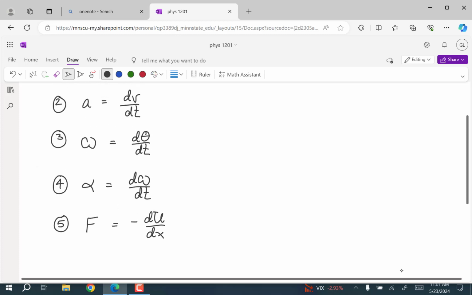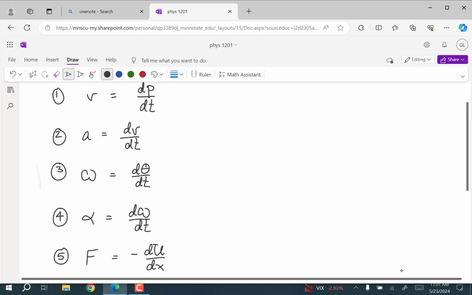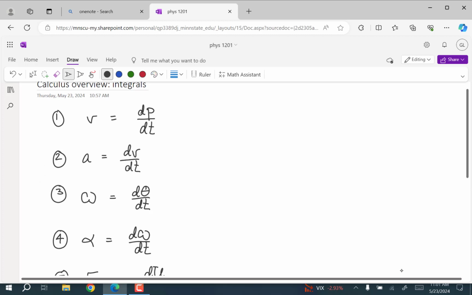Let's look at this first one, the one we'll see the most of these 5. If you're given the position as a function of time, say that you know that at any time the position is equal to the time squared, then it's easy to take the derivative to figure out what the velocity is at any time.